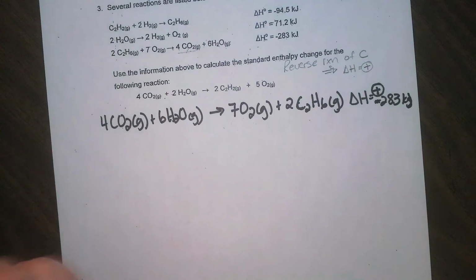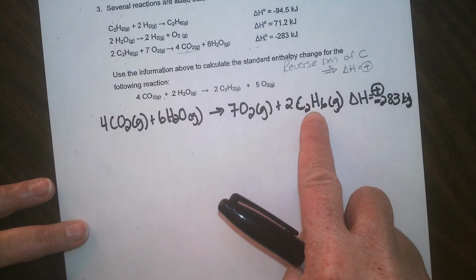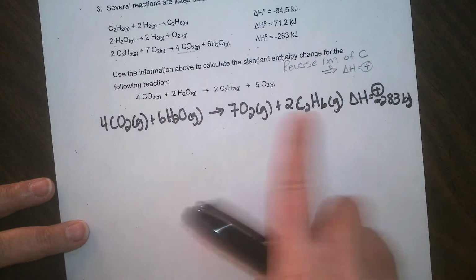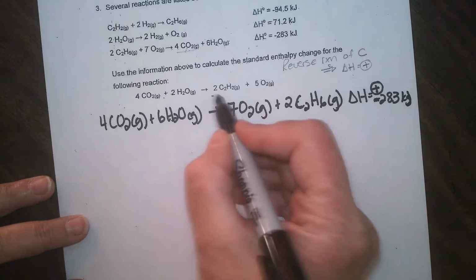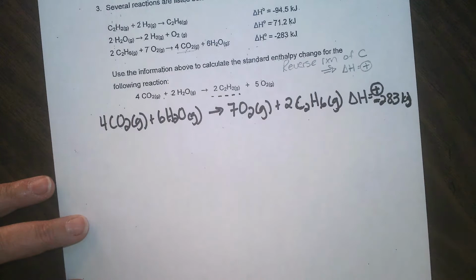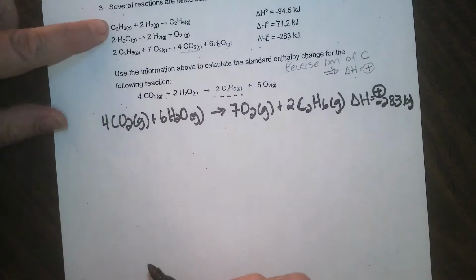All right, then from there, here's ethene. And we need to get ethine. So here's something else. Ethine isn't in any other reaction other than this one. So let's flip this one.